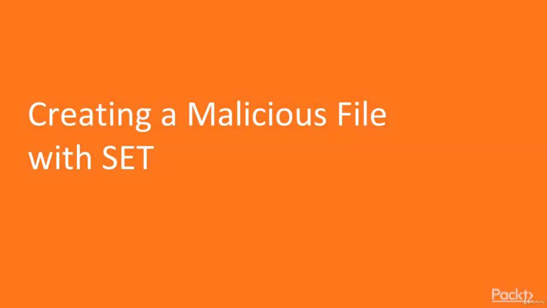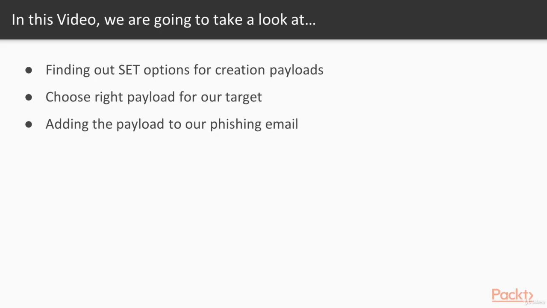Hi! In the previous video, we've learned how to create a phishing email with Social Engineering Toolkit. In this video, we'll learn how to create a malicious file with Social Engineering Toolkit. So, in this video, we are going to find out SET options for creating payloads, choose the right payload for our target, and add the payload to our phishing email.